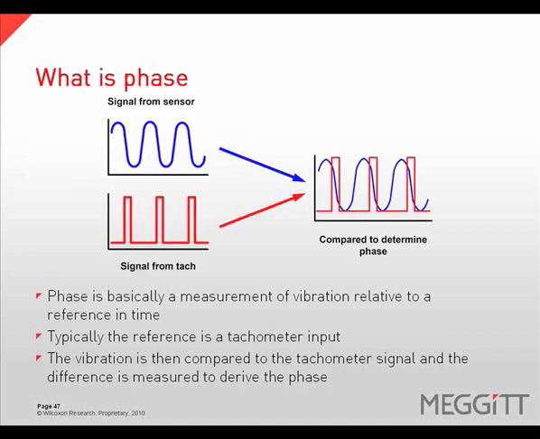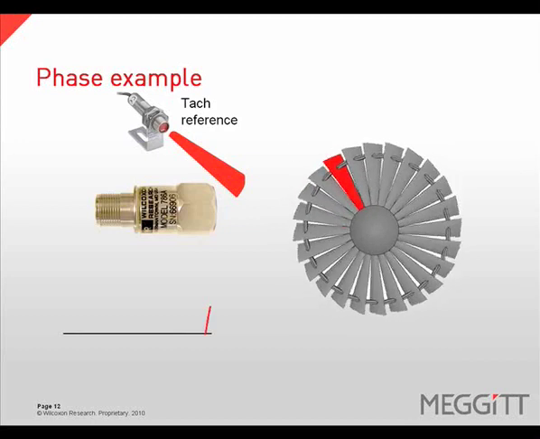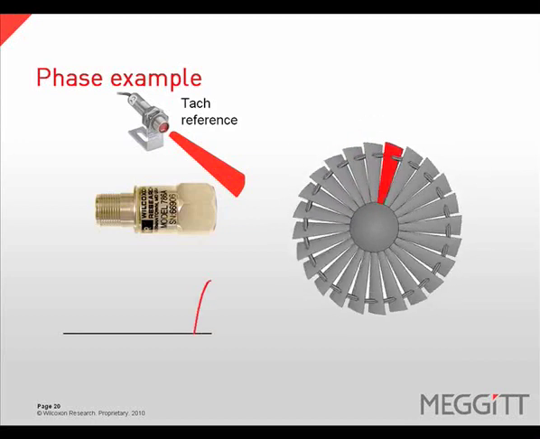Phase is a measurement of vibration relative to a reference in time. The reference is usually an input from a tachometer. The vibration signal can then be compared to the tachometer signal, and the difference is measured to determine the phase. In this example, the tachometer input and the vibration signal will occur at the same phase angle.